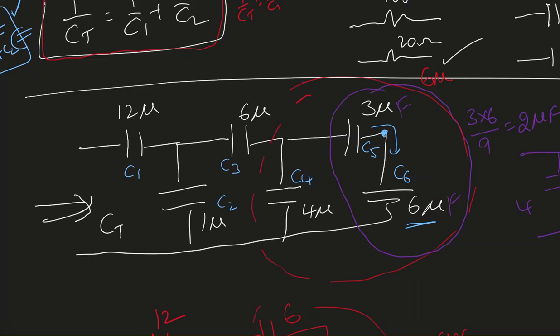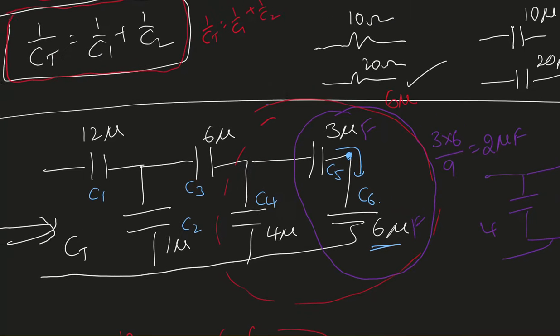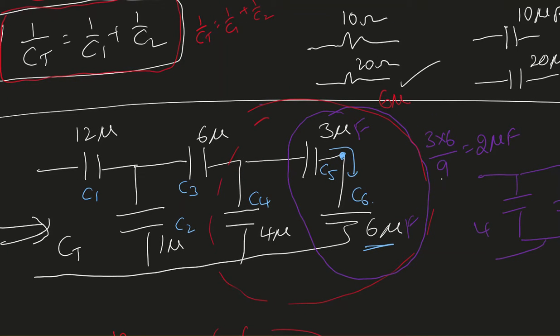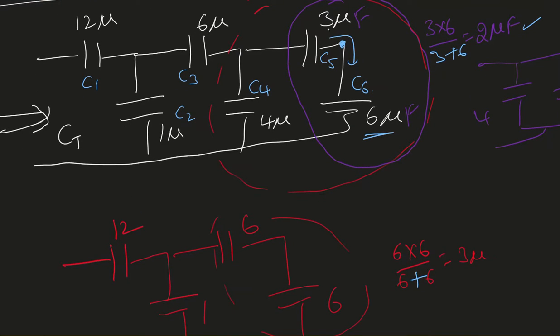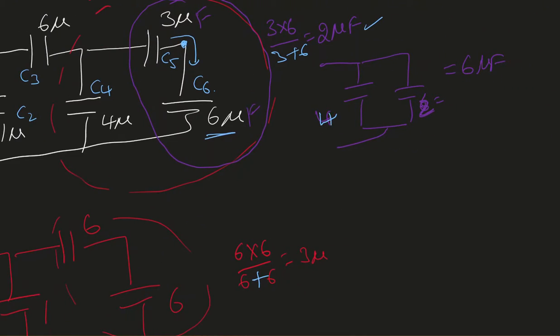Since they are in series, you have to use the parallel-style formula, which is 3 times 6 divided by 3 plus 6. That will give you 2 microfarad. Now that 2 microfarad is in parallel with 4 microfarad. So here I have 4 microfarad and 2 microfarad, and these two are in parallel. When they're in parallel, it's just direct addition: 4 plus 2, which is 6 microfarad.